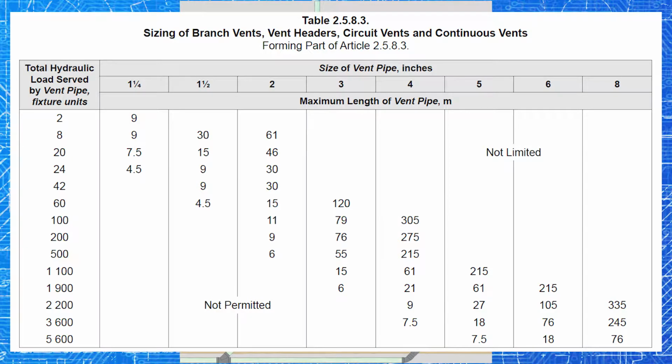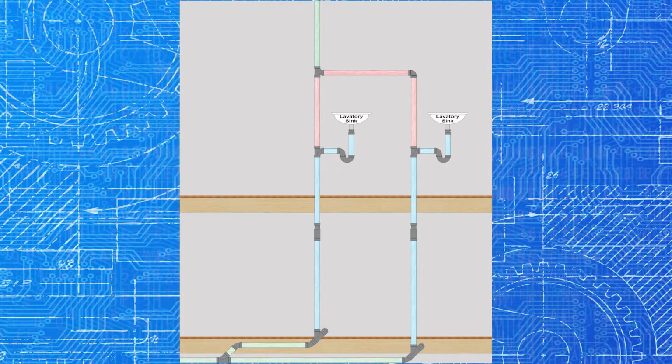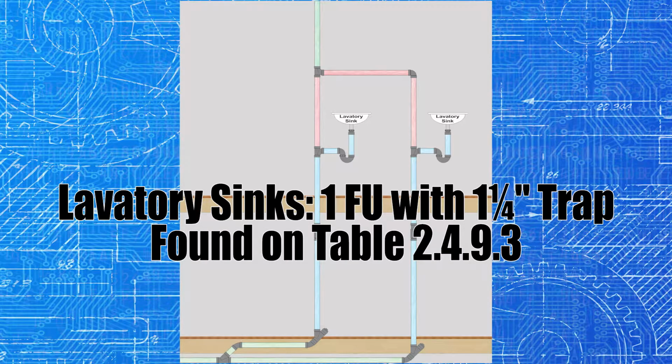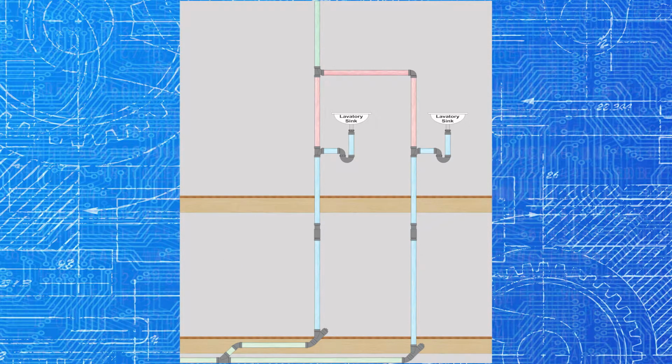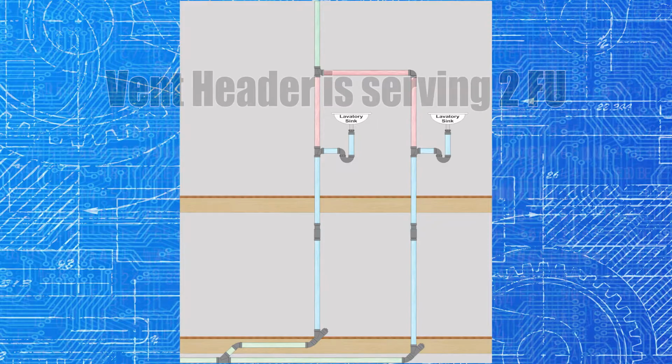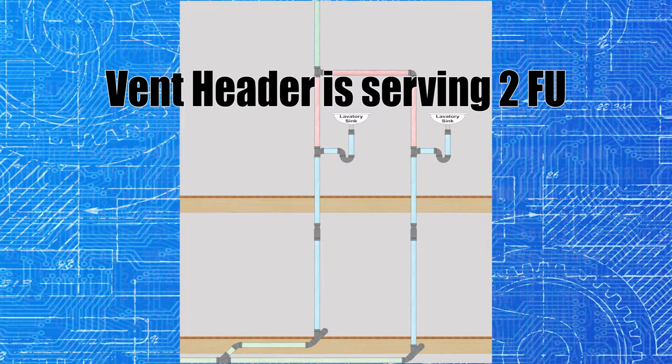Now the question becomes, how do I get those? So to illustrate this, let's look at this picture here. Lav sinks are one fixture unit with a 1 1/4 inch trap, and this is minimum. And we find that in table 2.4.9.3, which we will not review in this video. So if I look at that vent header, it's going to be serving both of those lavs, so it's going to be serving two fixture units.